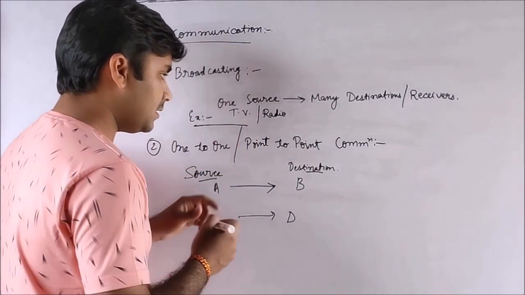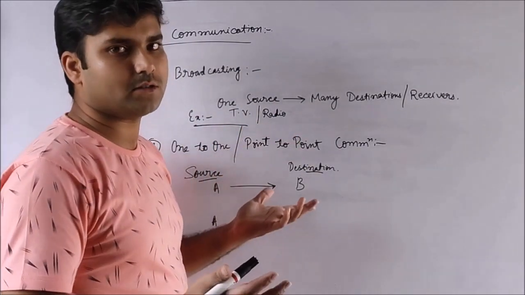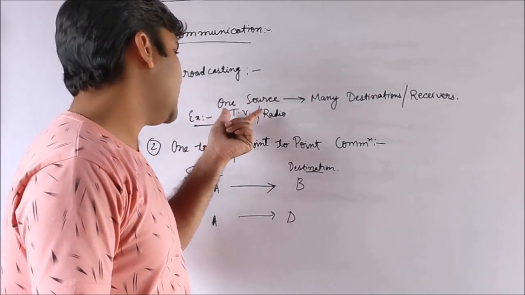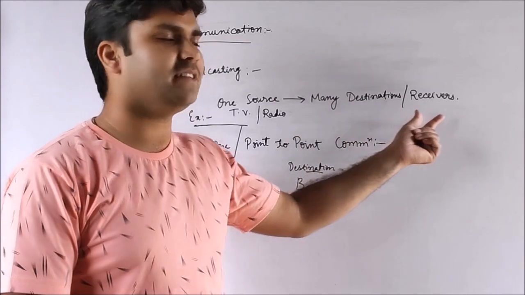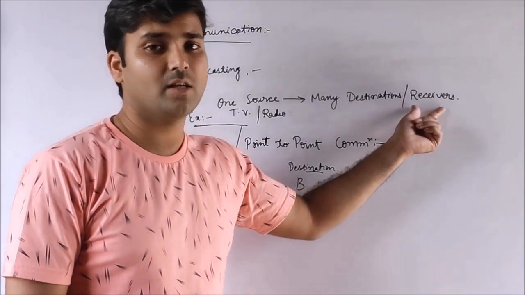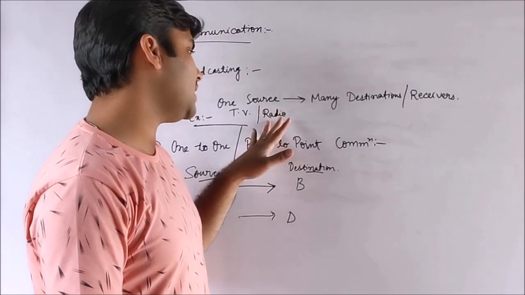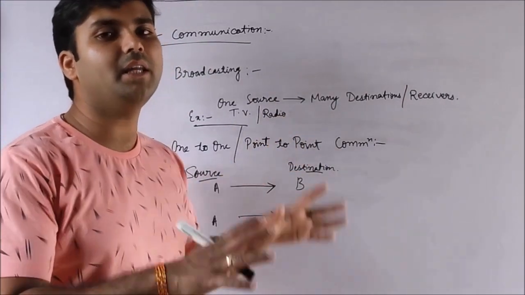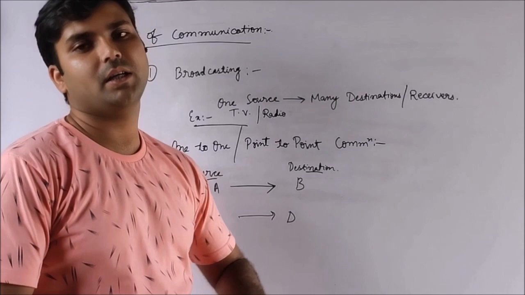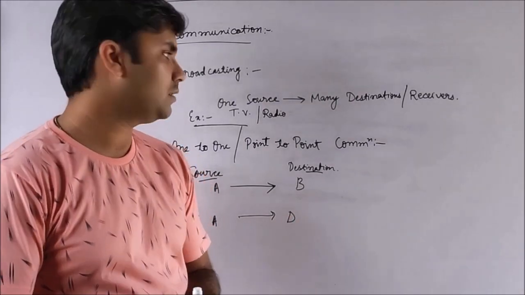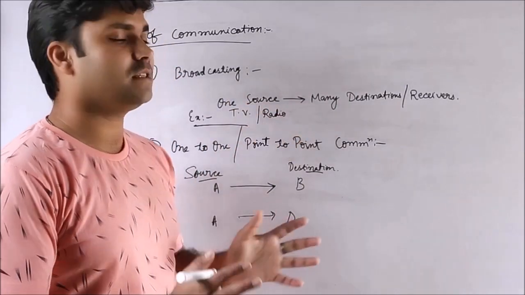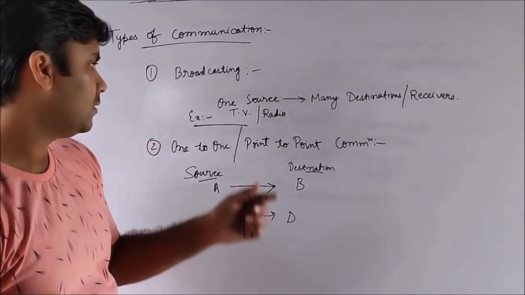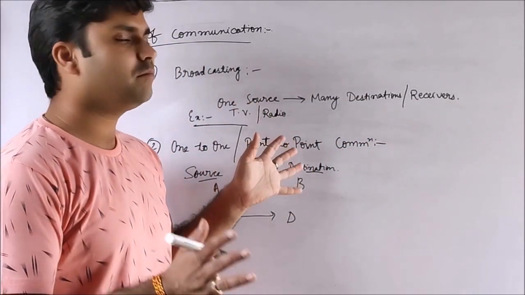You must have heard TV broadcasting, news broadcasting. What is that? That is nothing but there is one source and there are many destinations or many receivers. From one point, the signal is sent and is received at many different places by many different users. So this is called broadcasting. It is in a broad way, isn't it? TV and radio are broadcasting.